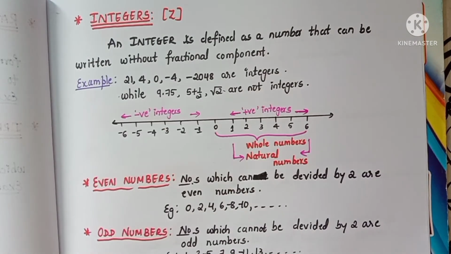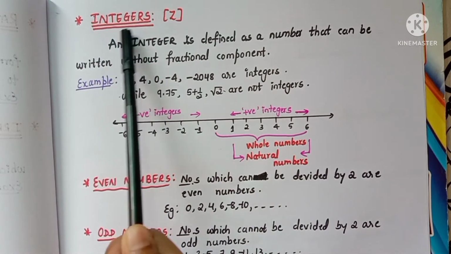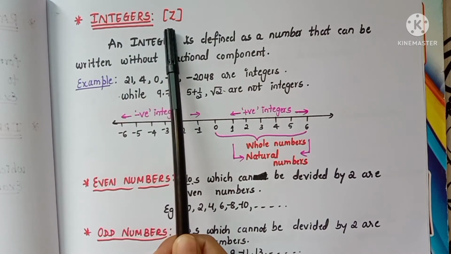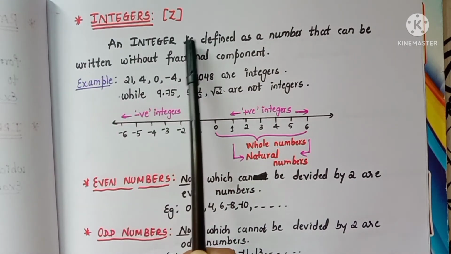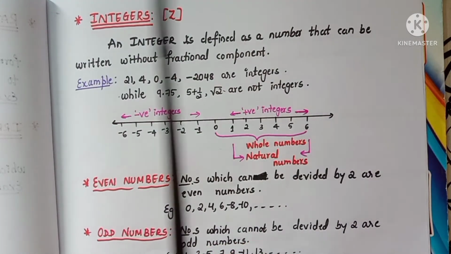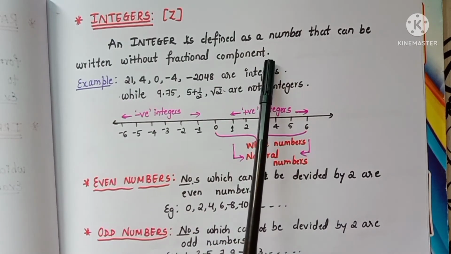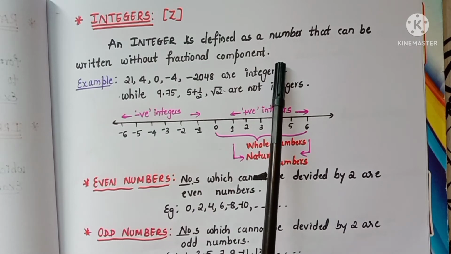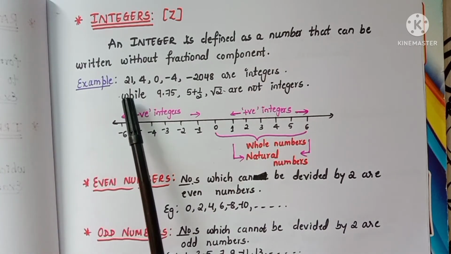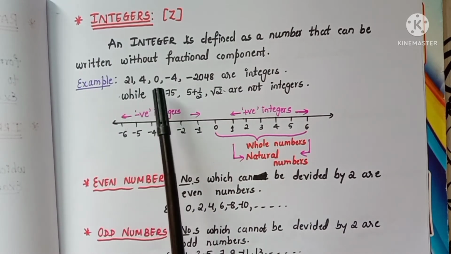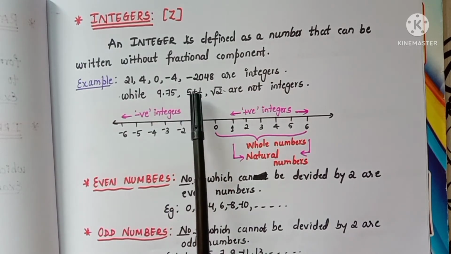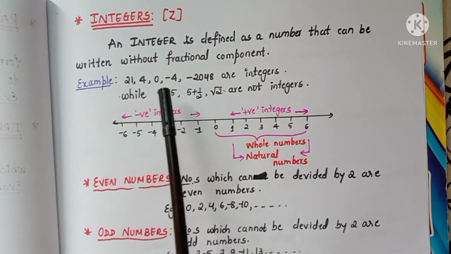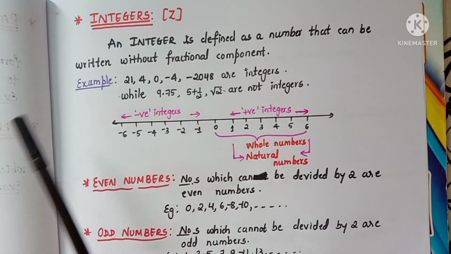Okay. Integers are denoted by the letter Z. An integer is defined as a number that can be written without a fractional component. What? Without a fractional component. Your fractional components means what? It may be 9.75, 5 plus 1 by 2. Here 1 by 2 is what? Fractional component. Here 0.75 is a fractional component.